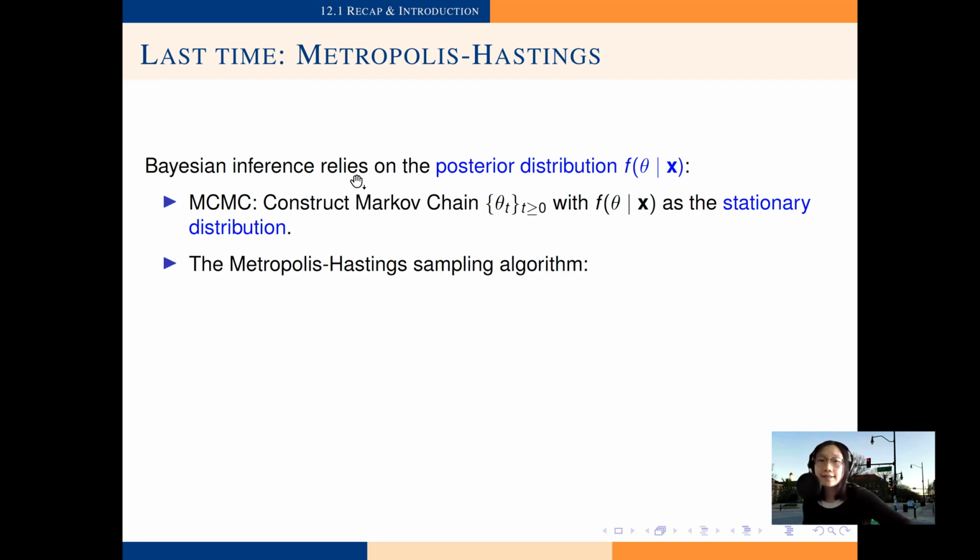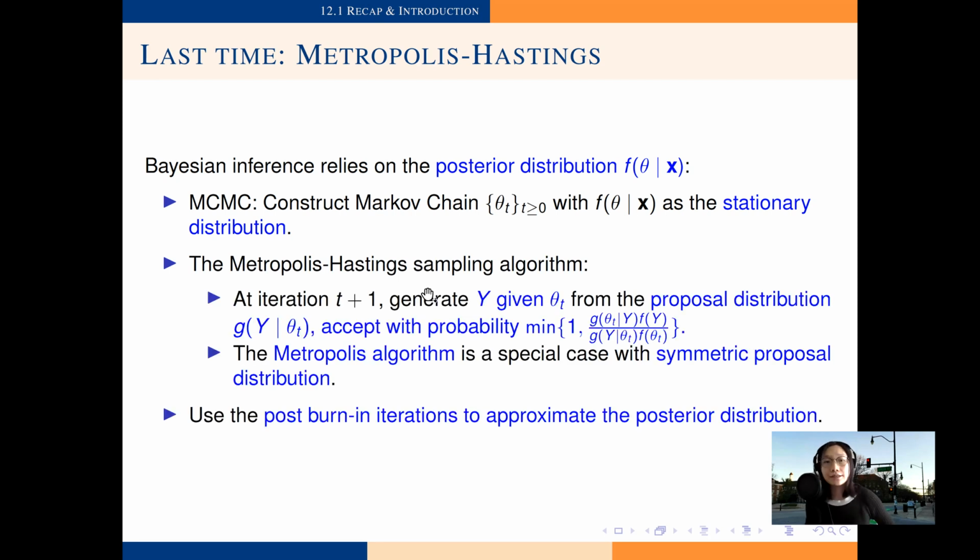For the Metropolis-Hastings sampling algorithm, at each iteration, we will first generate a y given the last theta t from the proposal distribution g(y | theta t). And then the sample y will be accepted with the probability given over here. If we decide to accept, then the next sample of theta will be equal to y. Otherwise, the next sample of theta will be equal to the last sample of theta.